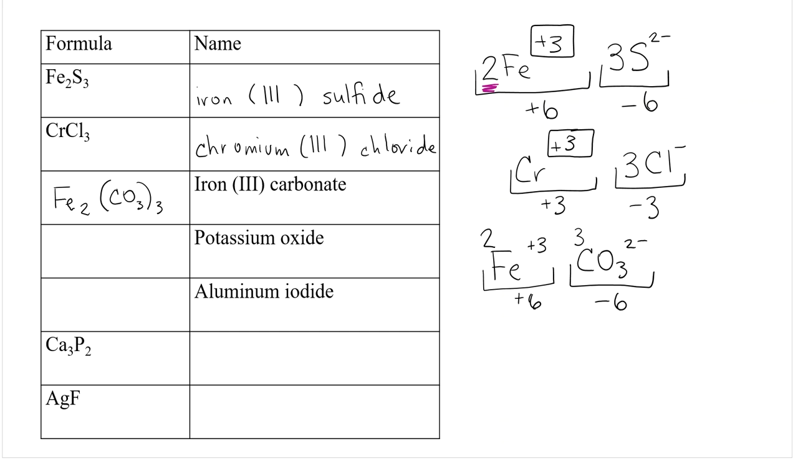Fabulous. Potassium oxide is one of the straightforward ones. Potassium is one of the main group metals. Potassium is in group 1 of the periodic table. So what is the charge on a potassium ion? I gave it to you already. What's the charge on a potassium ion? +1. It has 1 valence electron. It loses that 1 valence electron.